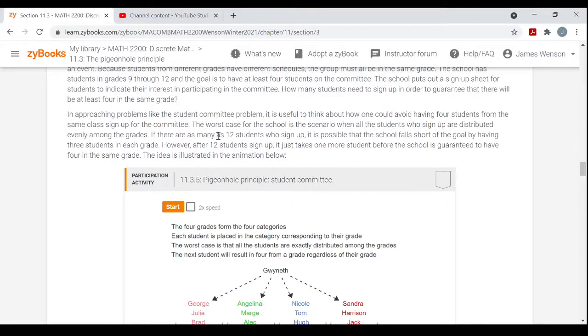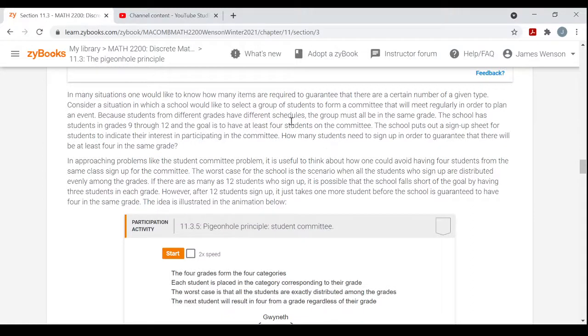So their first example here in the approaching problems is like the student committee problem. It is useful to think about how one could avoid having 4 students from the same class sign up for a committee. All right, so you got this school and this class, and they're trying to form a committee with, well, I guess the problem starts up here. All right, so let's do it up here then. So the school.